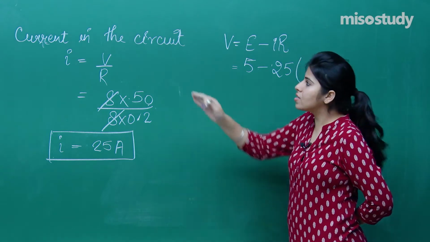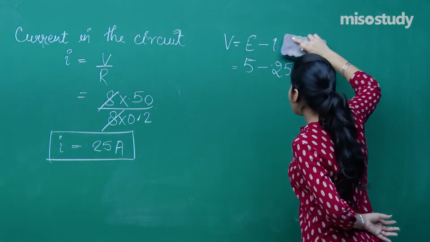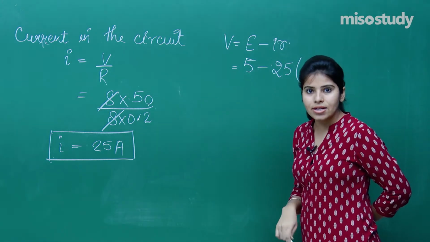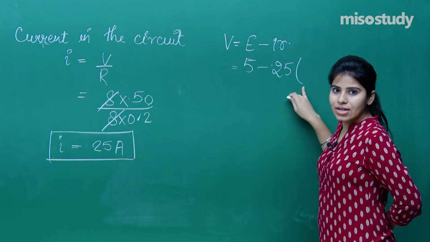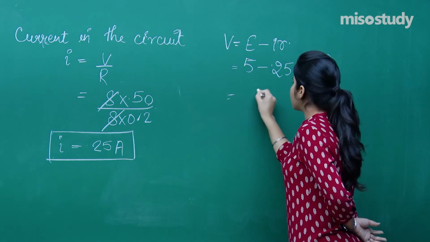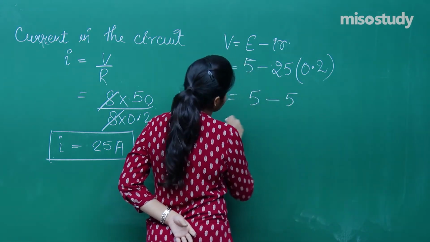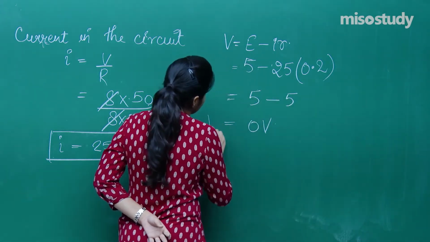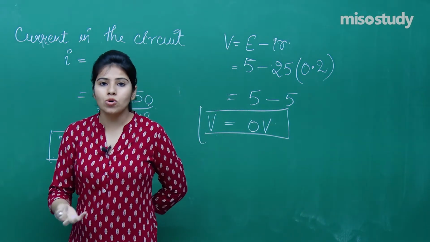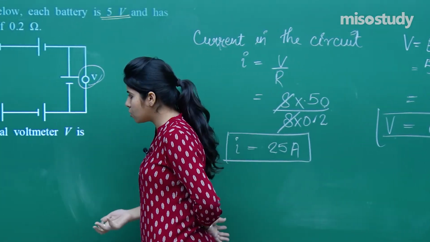R has been given as 0.2, or I can write it as, first of all, my mistake, I should write it as I into R, that is internal resistance. And the value of internal resistance is 0.2. So that means 5 minus 5, that is 0 volt. So your ideal voltmeter will show the 0 reading, because the terminal potential difference has come out to be 0.